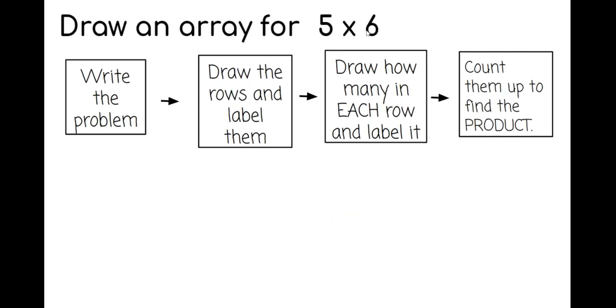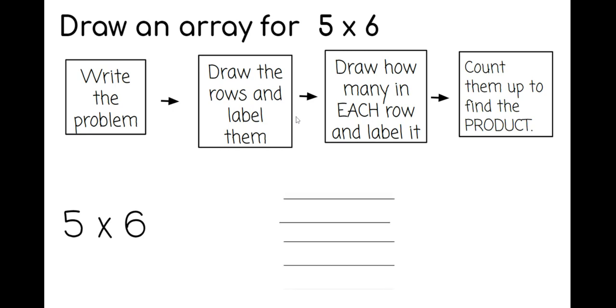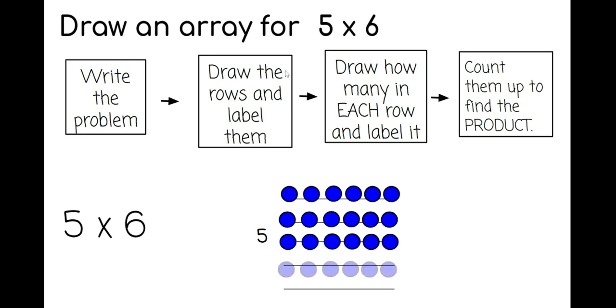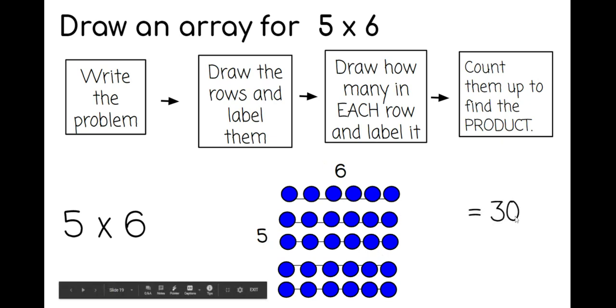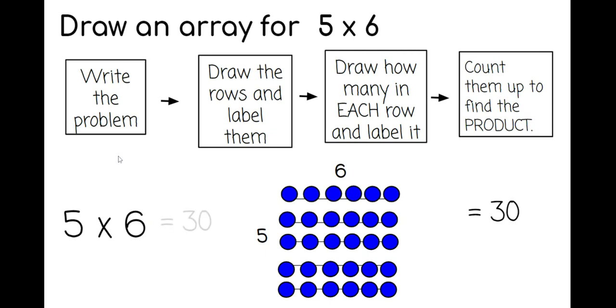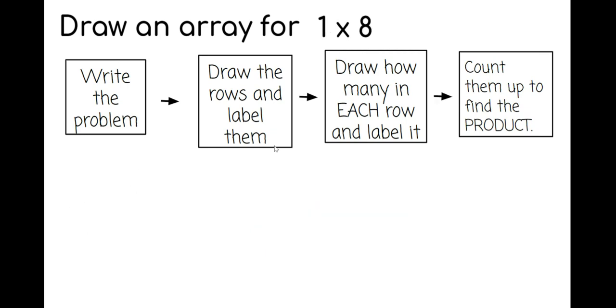Let's draw the array for 5 times 6. We have 5 rows. Let's label that 5 for our first factor and 6 in each row. So we will label that 6. 5 times 6. 5 rows of 6 is 30. We count these up, we get 30. So 5 times 6 equals 30. These are our factors and this is our product.